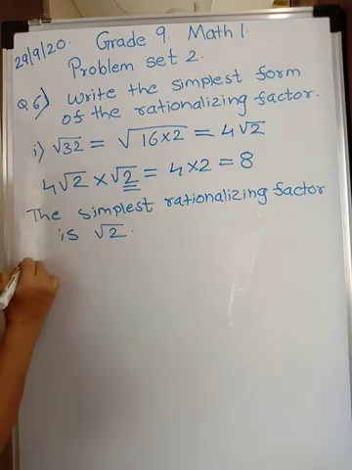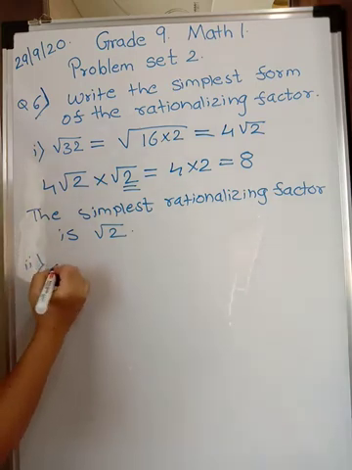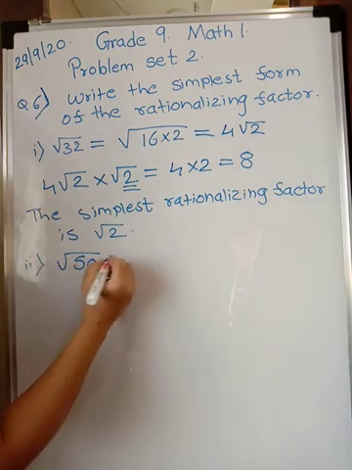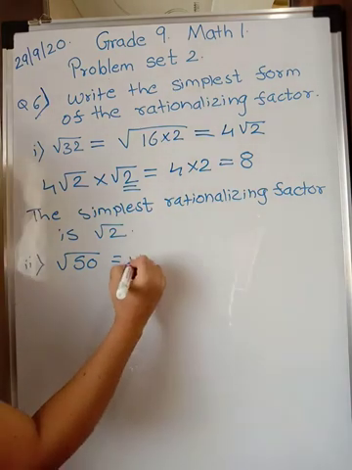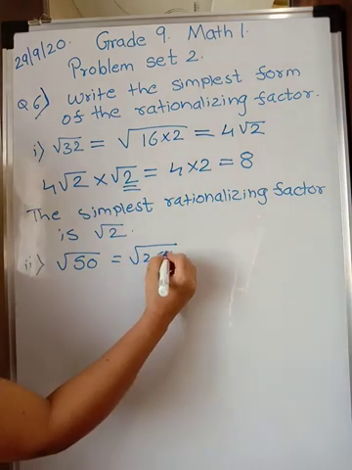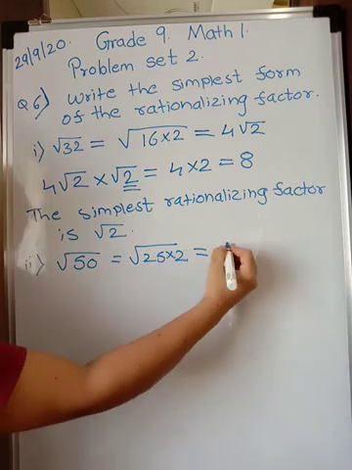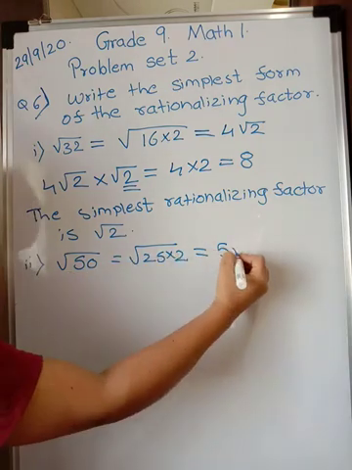Let's go for the second problem over here. Second is what? Root 50. How can you write root 50? Choose one perfect square. So this is nothing but 25 into 2. What is root of 25? 5. So root 50 is as good as 5 root 2.